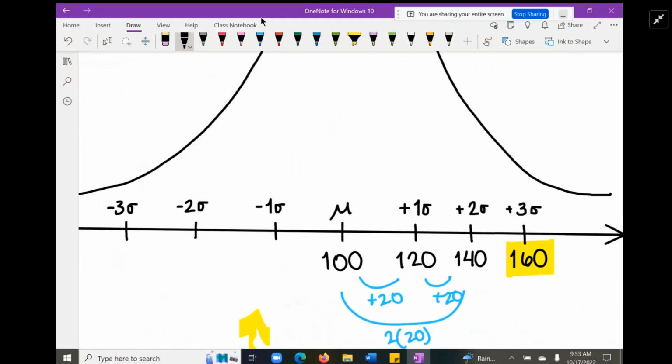And then when we move to the left, when we subtract 20, we're going to get 80. Then we subtract another 20, we get 60. And one more, we get 40. Okay, so that was literally going in the negative direction with the standard deviation.